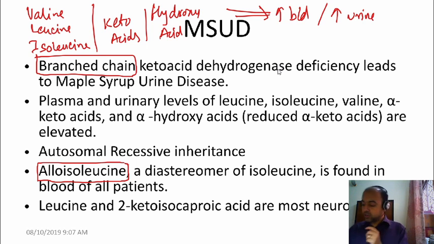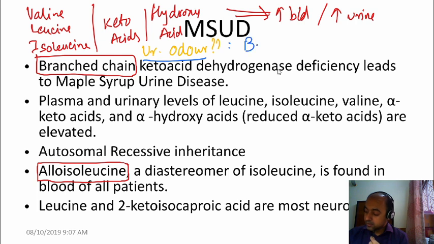What is the odor of urine in these patients? Urinary odor. Obviously, some of you will say the maple syrup odor is there, but what does it smell like? What can you compare it with? The urinary odor, we describe it as the burnt sugar odor.